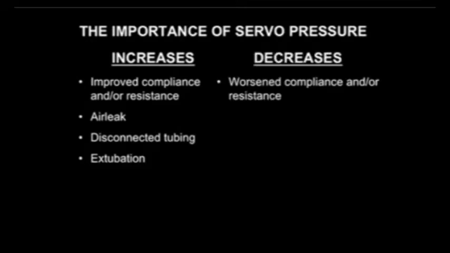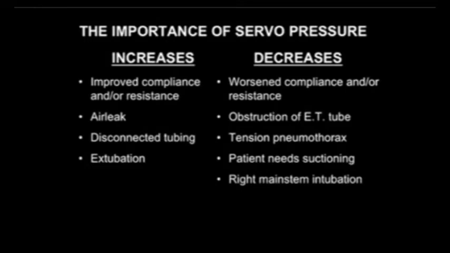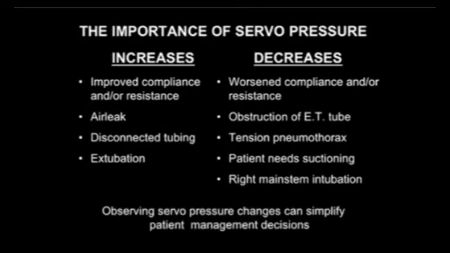Things that will cause a decrease in servo are worsening compliance and or resistance. Possibly you have an obstruction of the ET tube, either by mucus or the patient's tracheal wall. Maybe a pneumo has turned into a tension pneumo. Possibly the patient needs suctioning because his airways are filling up with mucus, servo decreases. Maybe a right main stem intubation. One less lung to fill means less flow is required, less servo pressure to ventilate the patient.